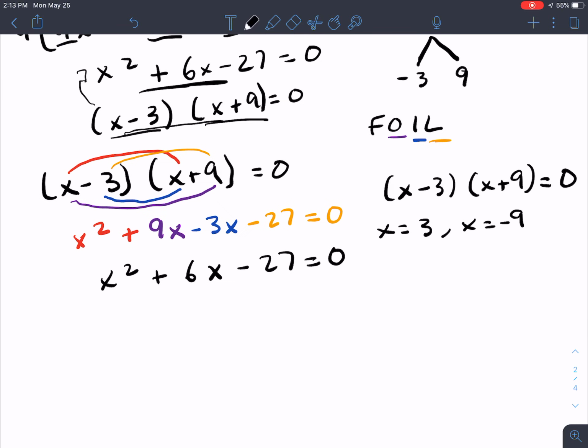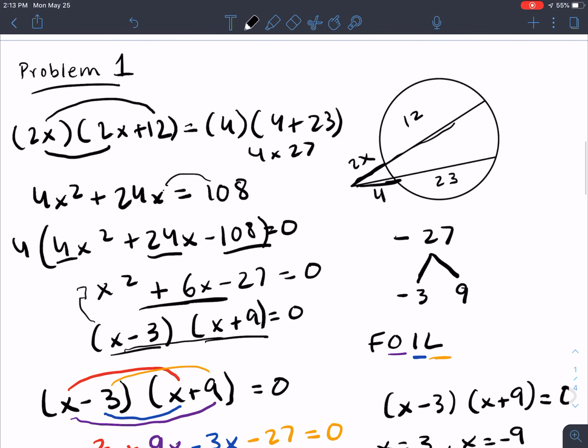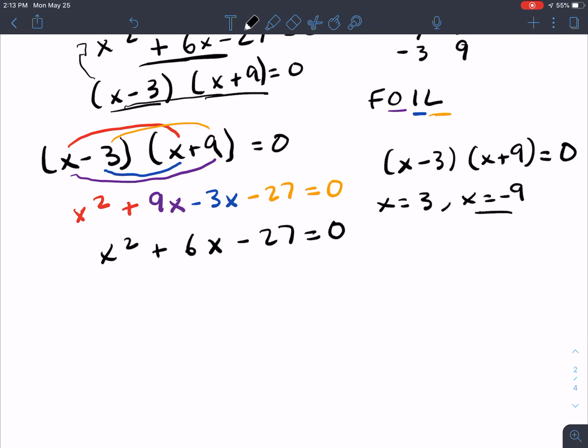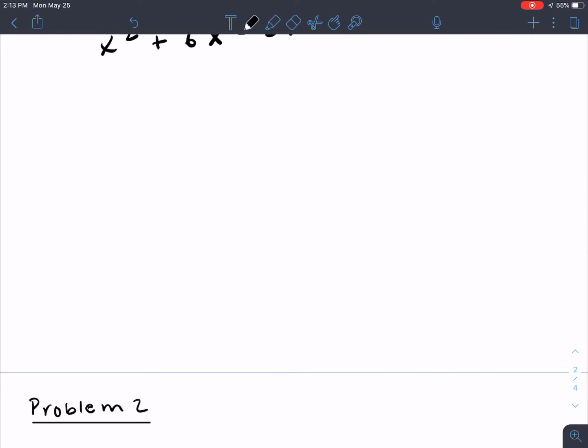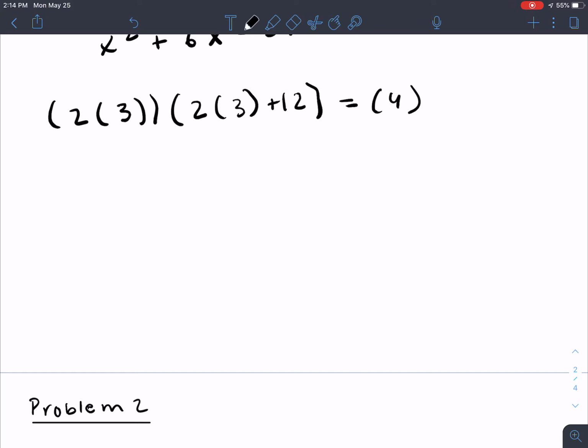But you can't use a negative for a length. So negative 9 is not x, so x would be 3. And to verify that, I would just plug in 3 as x. So 2 times 3 times 2 times 3 plus 12 is equal to 4 times 4 plus 23.